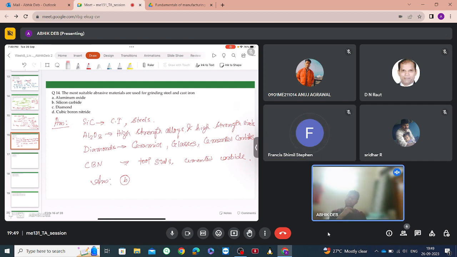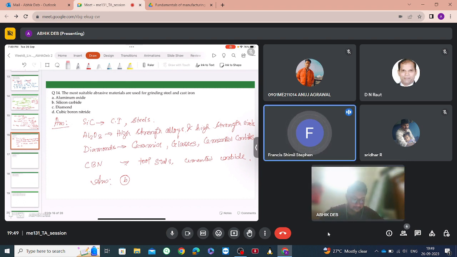No, it depends on the relative hardness. CBN has much higher hardness than silicon carbide. CBN hardness is in the range of 4000 to 5000, whereas silicon carbide is in the range of 2000. Tool steels are much harder than cast iron. So silicon carbide can be used for cast iron or brittle steels, but CBN can be used for much harder steels, not essentially brittle, such as tool steel or cemented carbide tools. Okay, sir.